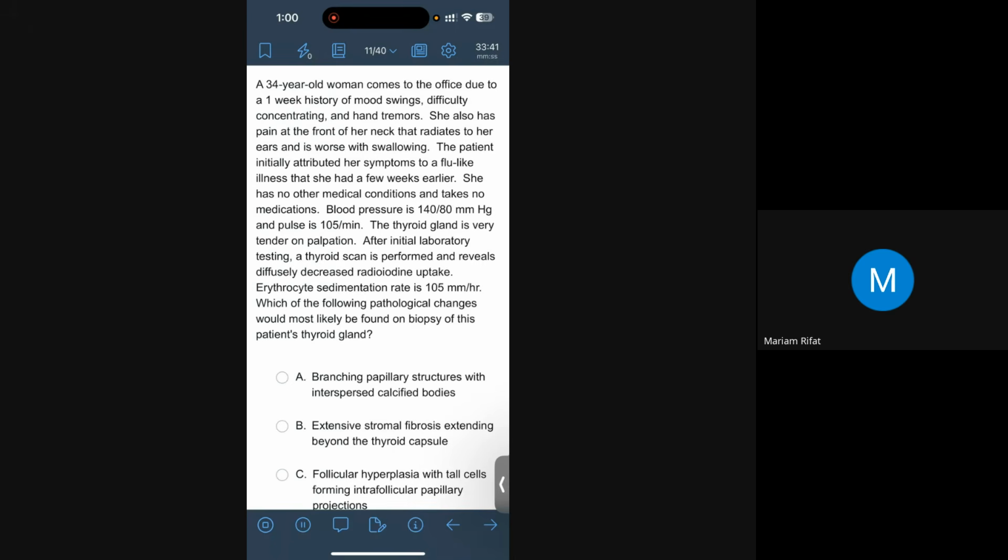She attributed her symptoms to a flu-like illness that she had a few weeks earlier. Blood pressure is high, pulse is high, thyroid gland is tender. After initial laboratory testing, a thyroid scan is performed and reveals diffusely decreased radioiodine uptake. ESR is also elevated. So which disease or pathology can explain all of these features?